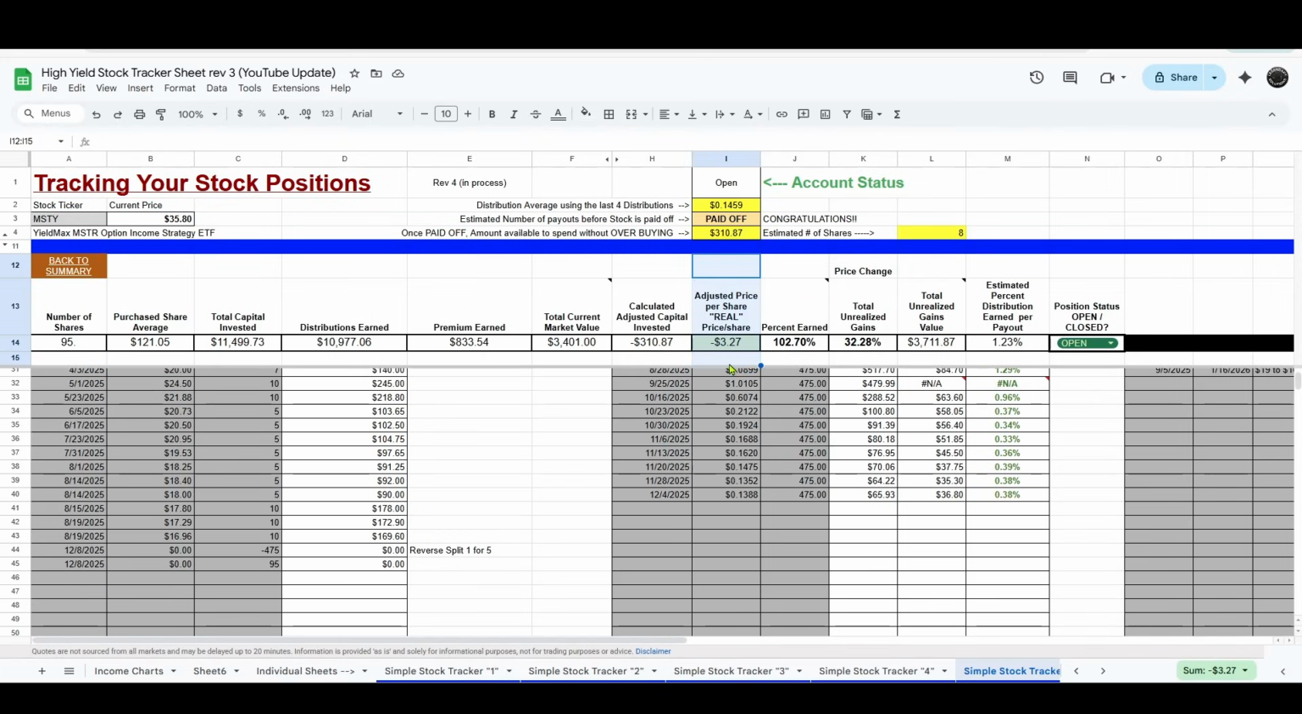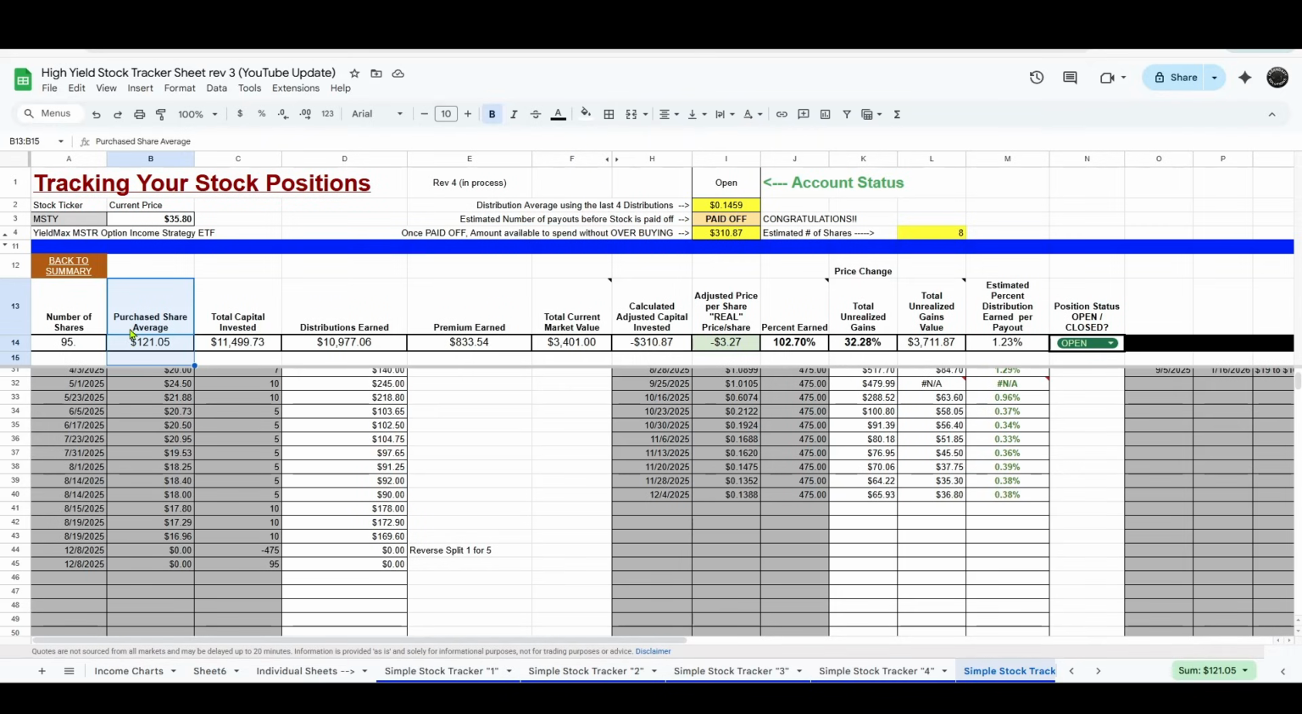This is my adjusted price per share, or my real price per share. That is the one that I care about. That's the one that tells me when I have earned back my total amount that I had invested, and from that point I'm actually making money. So don't let this number here freak you out. This number to me means nothing.